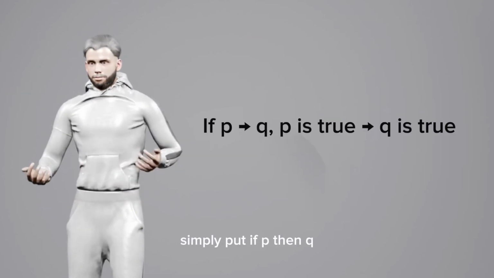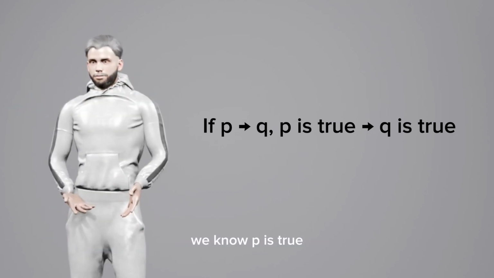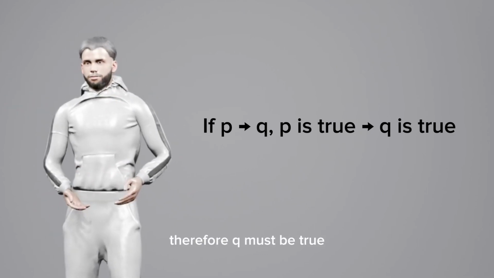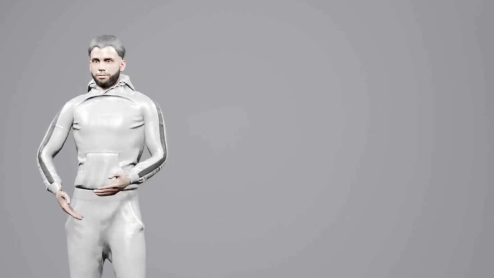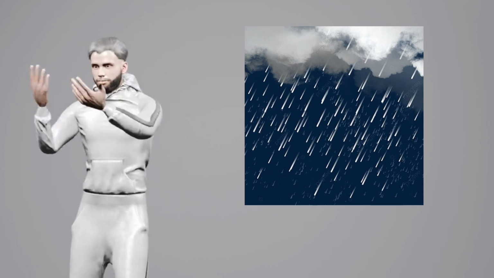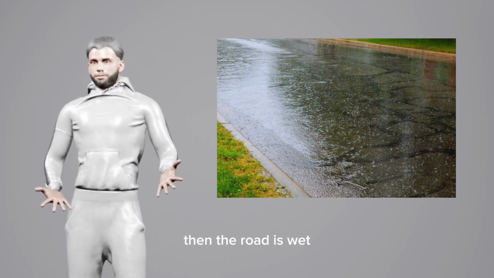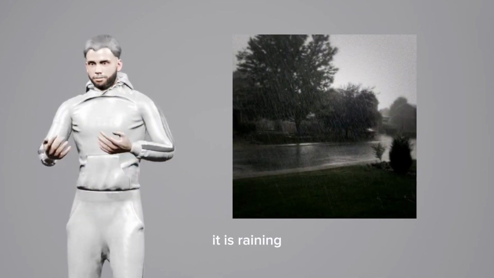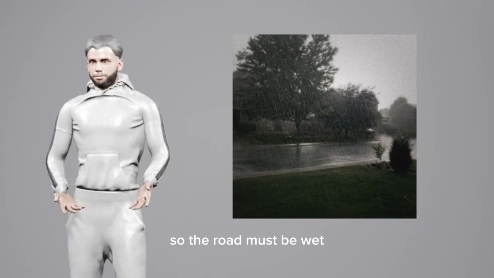Simply put, if P then Q. We know P is true. Therefore, Q must be true. Example. If it rains, then the road is wet. It is raining. So, the road must be wet.